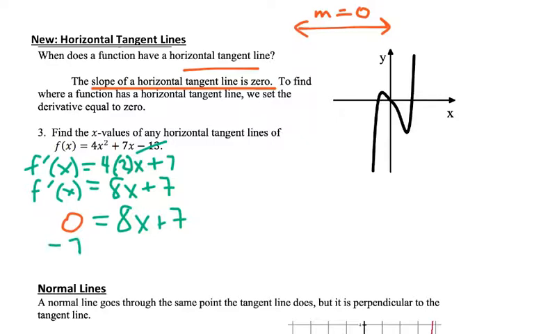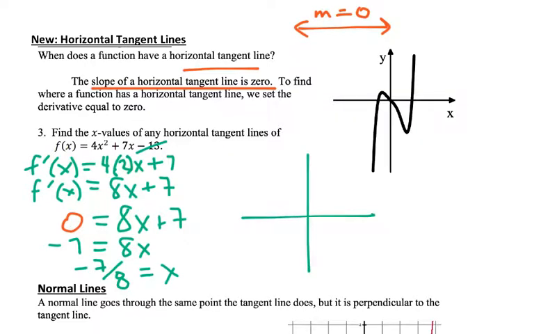Subtract 7 from both sides. I get negative 7 equals 8x. Divide both sides by 8. You get negative 7 over 8 equals x. So looking at this graph, we can see this actually is not an accurate graph for f of x. If we were to graph f of x, it would be a quadratic. So it would look something like this. And right here at negative 7/8 is where the tangent would be horizontal.